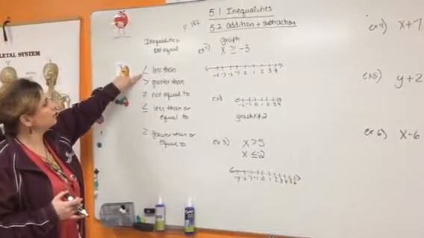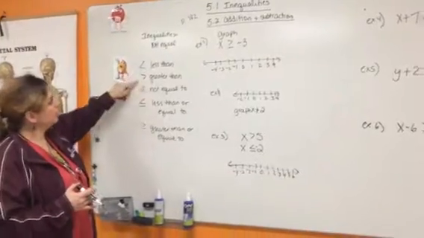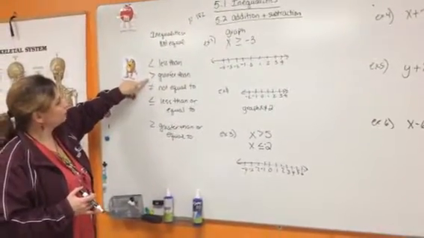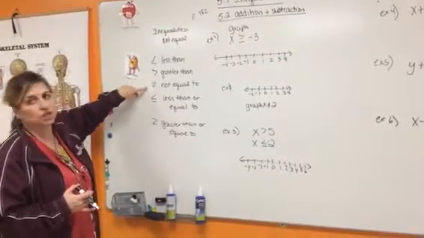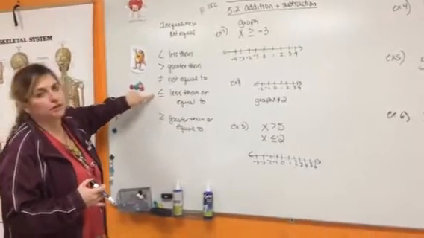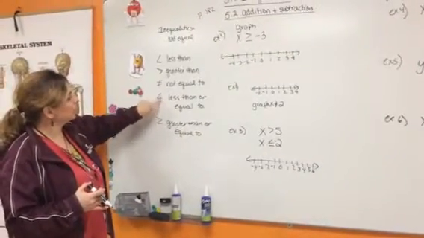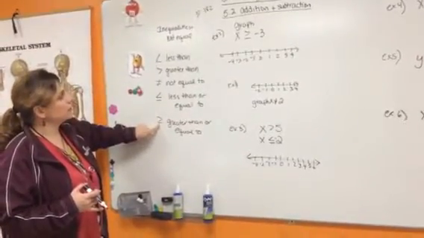So this little sign, you know that means less than. The big mouth of the alligator is always going to what's more. This means greater than. So this means not equal to. So if you see an equal sign with a line through it, that's not equal to. This is less than or equal to. This is going to be very important in this chapter. So if it's got a little line under it, it means less than or equal to. And this means greater than or equal to.